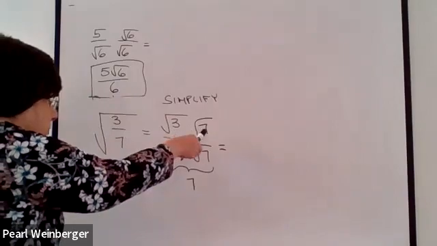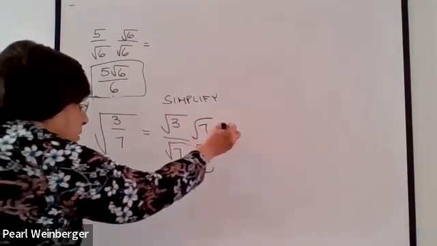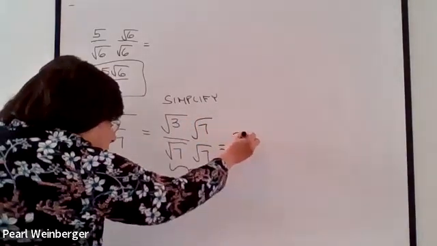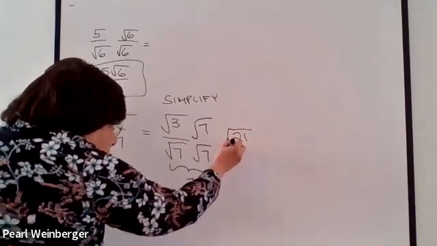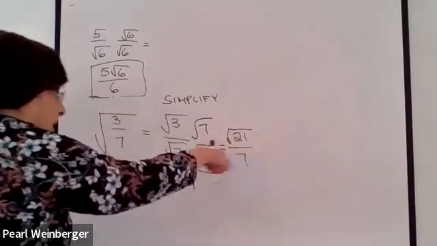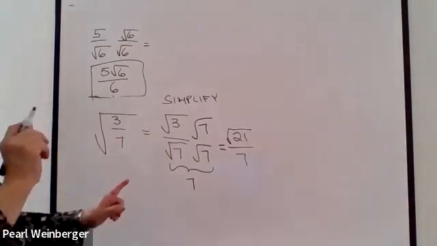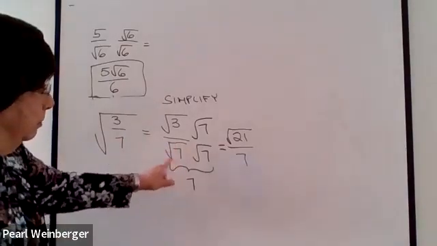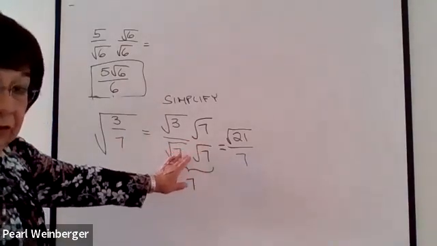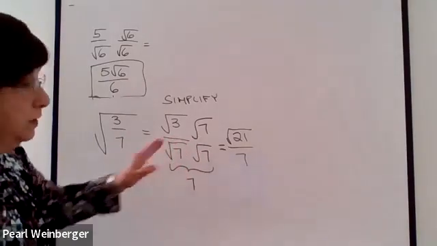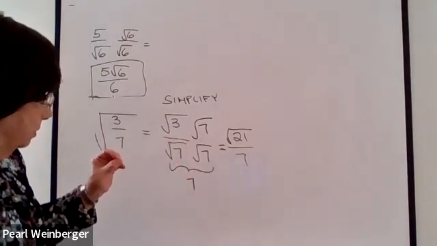And here I'm just going to multiply the 3 times the 7. That'll give me 21. So this will be the square root of 21 all over 7. Remember, it's not in the radical anymore because I multiplied it by itself. And the square root of 7 times the square root of 7 is just 7.